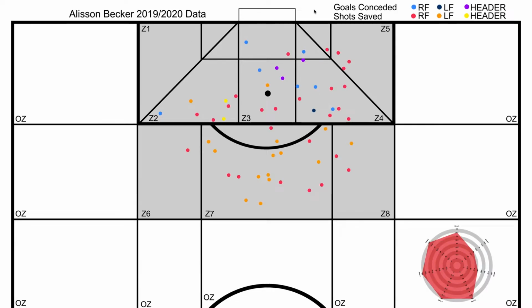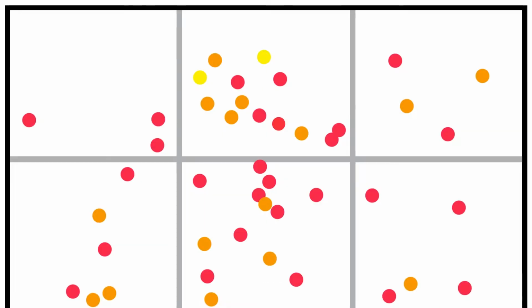Now this is the same for shots saved. If we want to see the location in which the keeper made the save in relation to the posts, we can by clicking each individual zone or by clicking the overall goal at the top. And as you can see from on screen now, the majority of saves that Alisson's making is in the top centre and bottom centre of the goal.